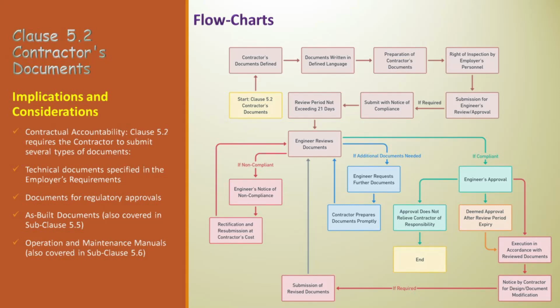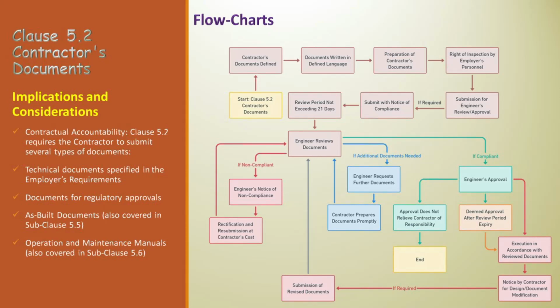Next is rectification and resubmission at contractor's cost. The contractor must fix the issues and send the document back for another review, and they have to pay for any costs involved in this process. Next is if compliant. Engineer's approval. If the document meets the standards, the engineer will approve it, which may come with comments or without. Next is execution in accordance with reviewed documents. The contractor can start work according to the documents that have been reviewed and approved.